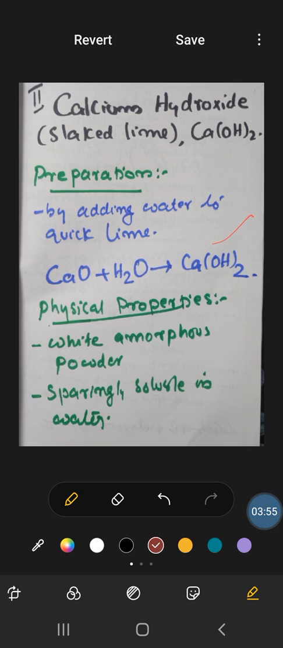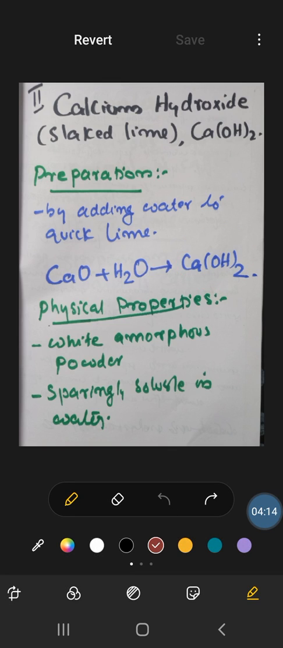And this process is known as slaking of lime. So addition of water to quicklime to form slaked lime is known as slaking of lime. And the product is known as slaked lime or calcium hydroxide.